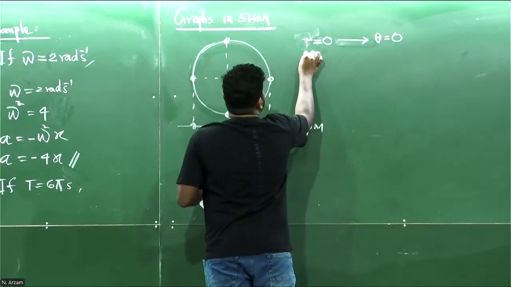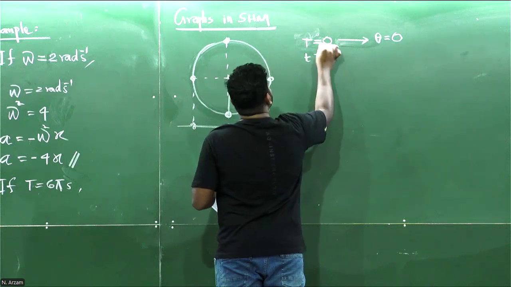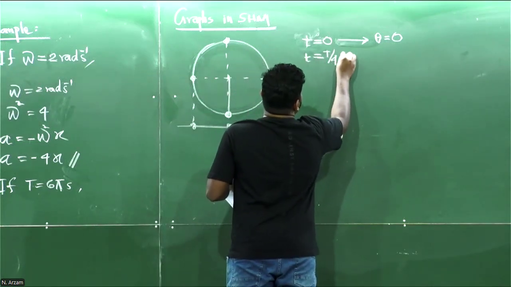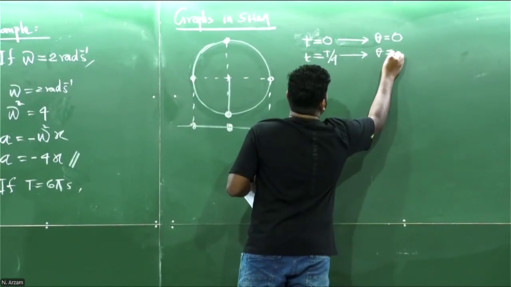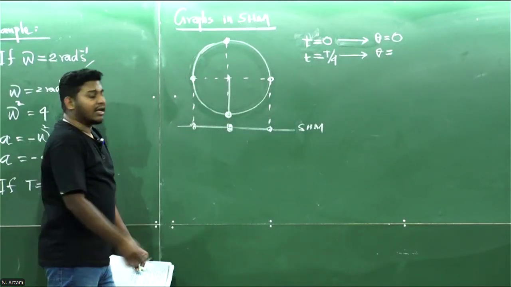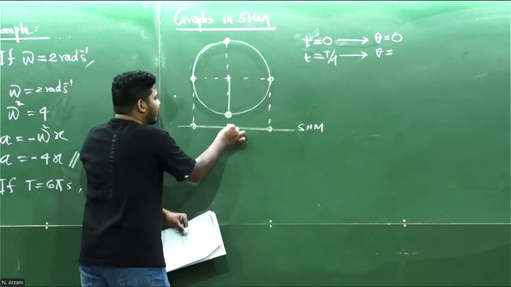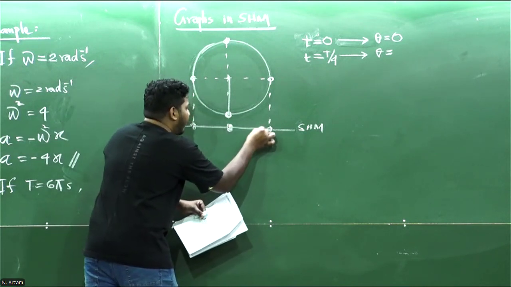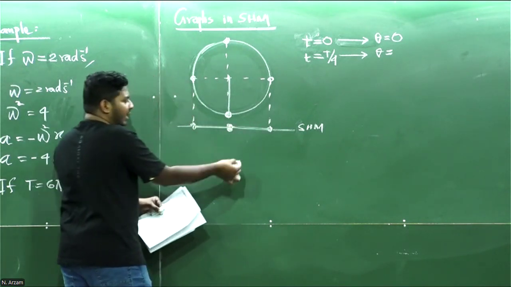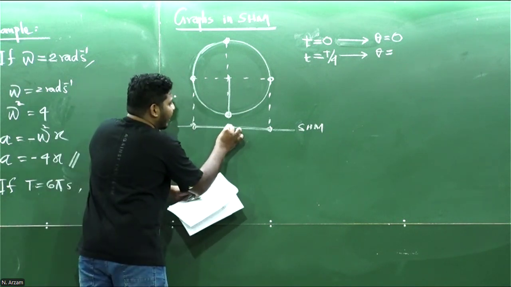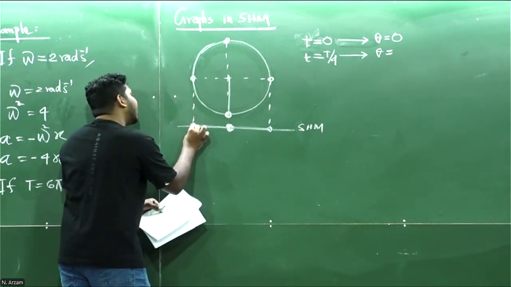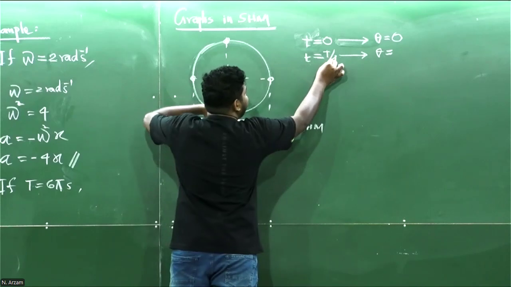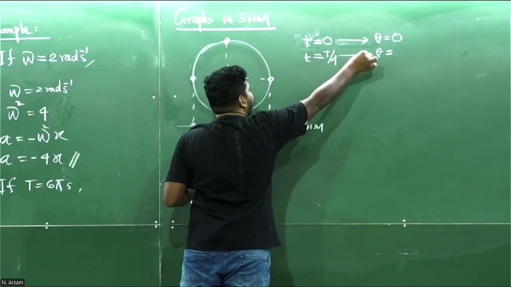Okay, right. If t is equal to T by 4, what about the theta? T by 4 means, for a full complete oscillation, the time taken is capital T. For the quarter, going here, it is T by 4. If T by 4 is 1 second, then totally the time period is 4 seconds. Okay, right. So if t is equal to T by 4, what about the theta?